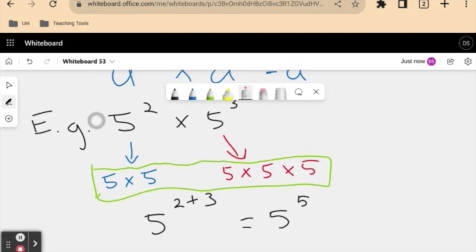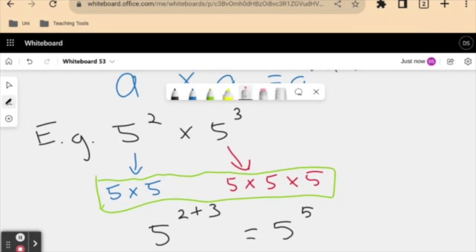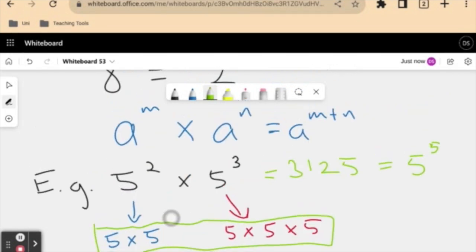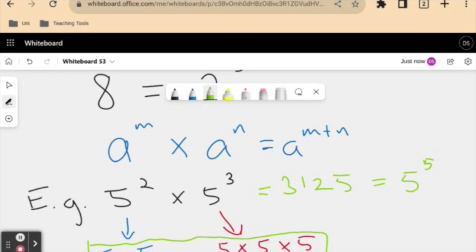And you can even verify this. If you typed into a calculator 5 squared times 5 cubed, you'd get 3,125, which is the same as if you just wrote 5 to the power of 5 into a calculator. So we've essentially verified this law here. That is how indices work when we multiply them.